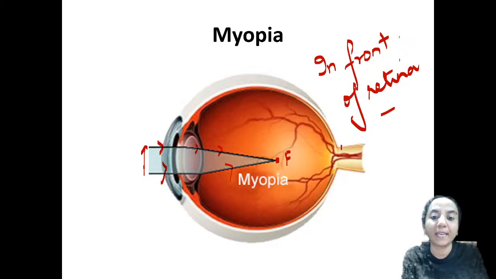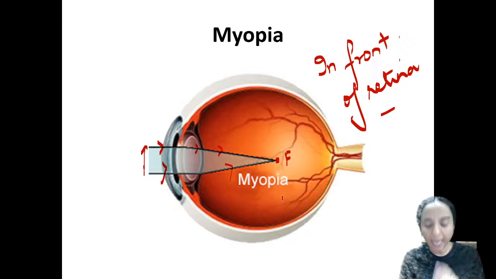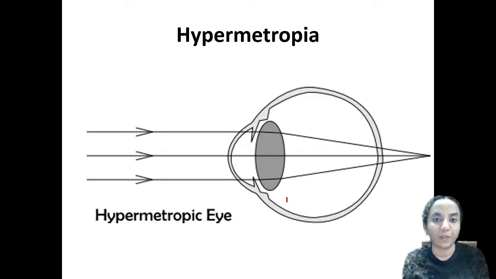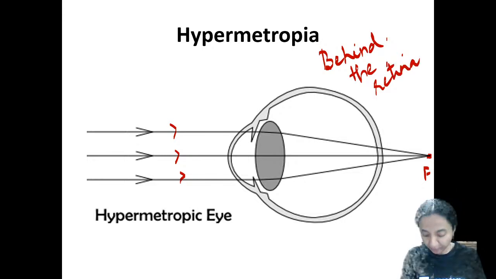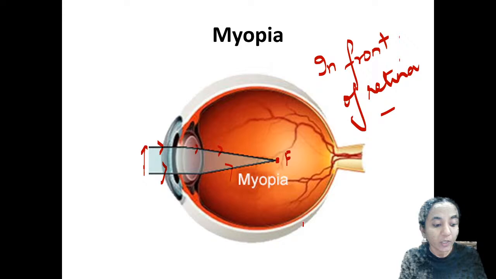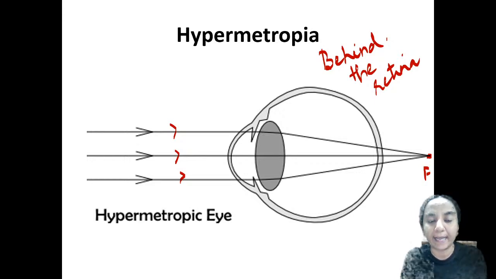Now, hypermetropia is exactly the opposite of this. So, what is hypermetropia? If you look at the optics of hypermetropia, the parallel rays of light, that is the rays of light coming from a distant object, after passing through the optical system of the eye, are brought to focus at this point F, which lies behind the retina. So in hypermetropia, the focus F lies behind the retina, whereas in myopia, the focus lies in front of the retina. So these are the two simple refractive errors: myopia, where F lies in front of the retina, and hypermetropia, where F lies behind the retina.